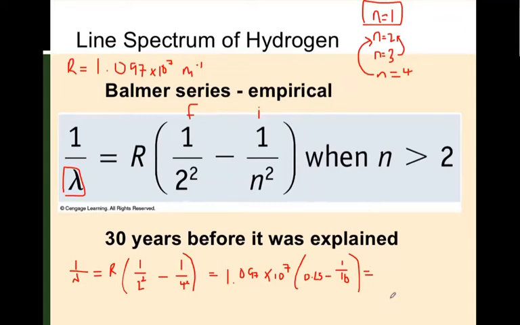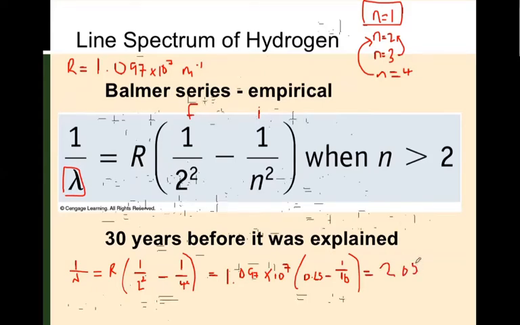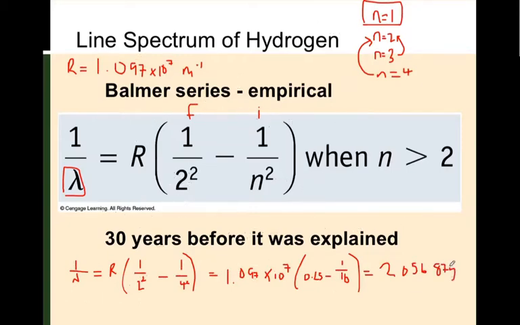1.097 times 10 to the 7 times 0.25 minus 1 over 16, which leaves us with a value of 2,056,875 reciprocal meters, meters to the minus 1.